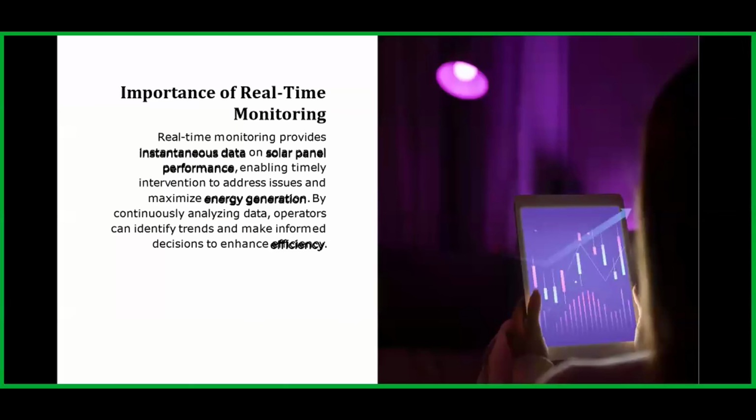Importance of real-time monitoring. Real-time monitoring provides instantaneous data on solar panel performance, enabling timely issue detection and maximizing output. By continuously analyzing data, operators can identify trends and make informed decisions.